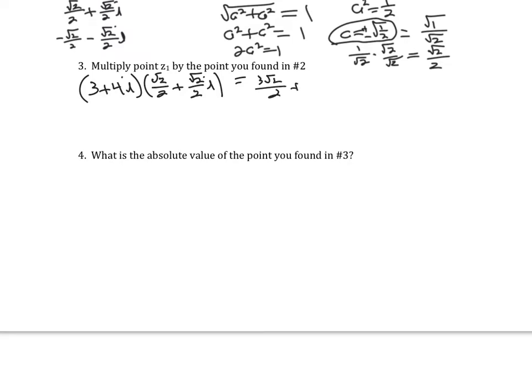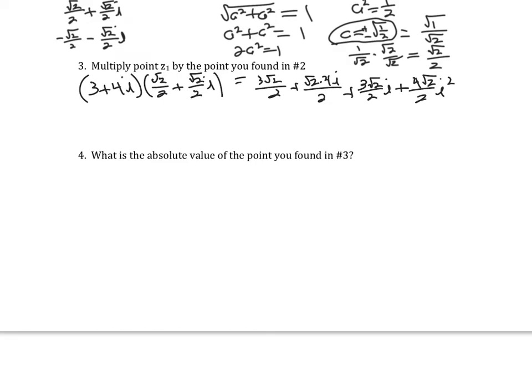plus root 2 times 4i over 2 plus 3 root 2 over 2i plus 4 root 2 over 2i squared.